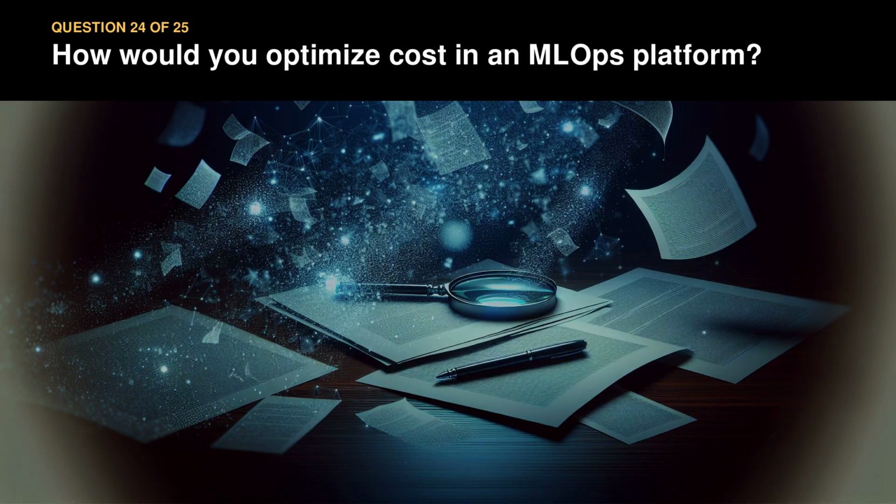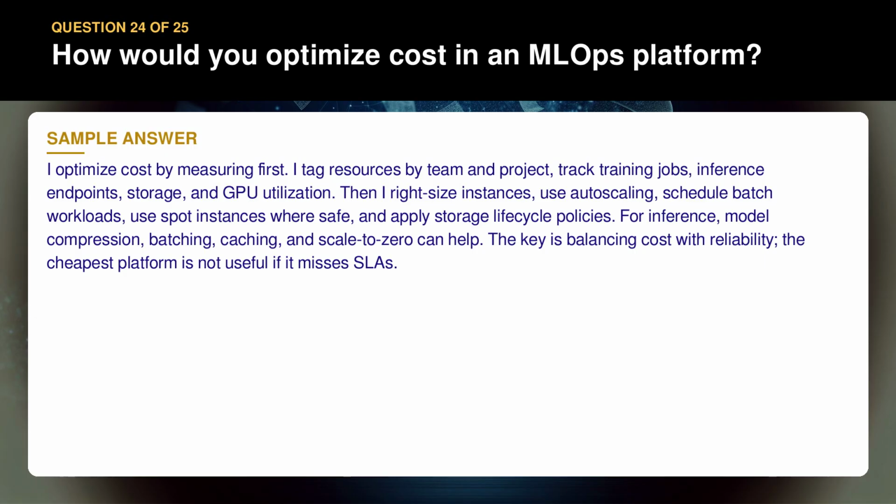How would you optimize cost in an MLOps platform? I optimize cost by measuring first. I tag resources by team and project, track training jobs, inference endpoints, storage, and GPU utilization. Then I right-size instances, use autoscaling, schedule batch workloads, use spot instances where safe, and apply storage lifecycle policies. For inference, model compression, batching, caching, and scale to zero can help. The key is balancing cost with reliability. The cheapest platform is not useful if it misses SLAs.